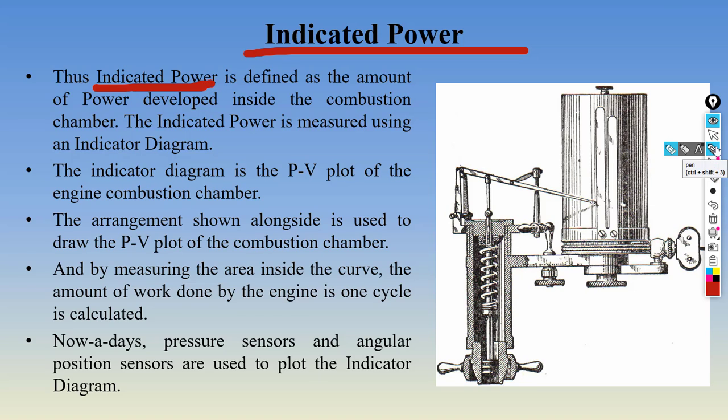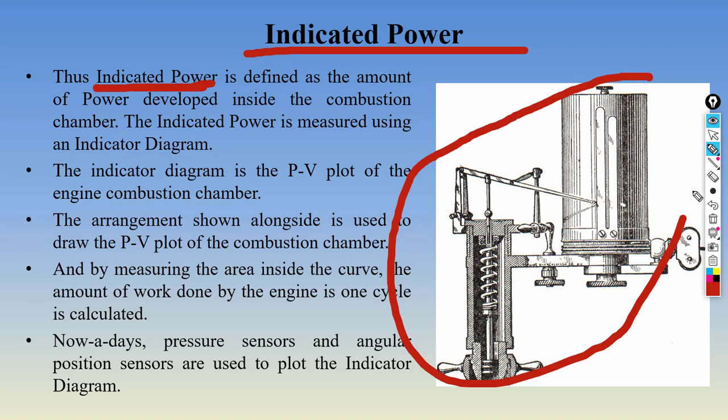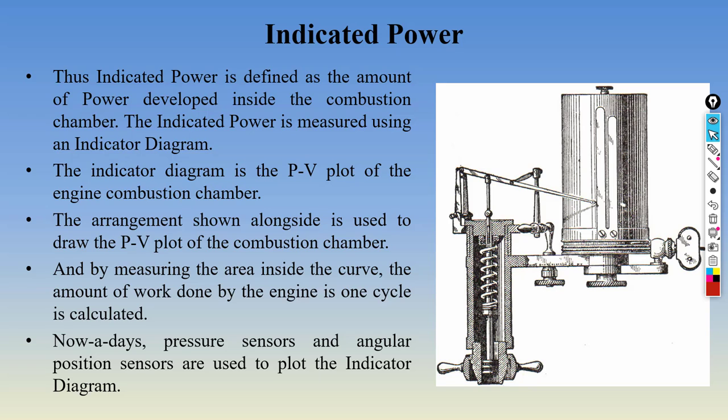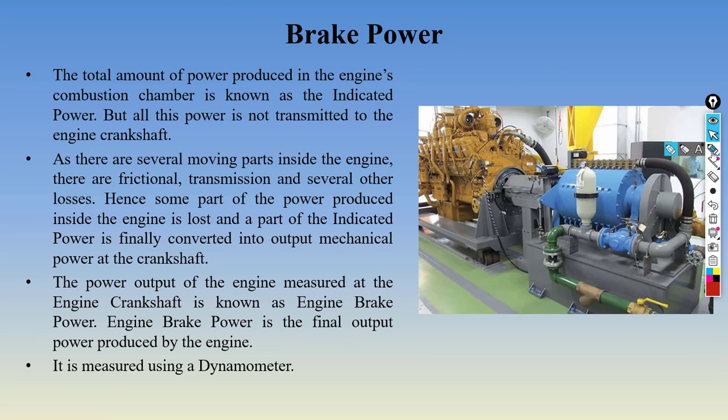So how is indicated power measured? It was measured using this thing. This was known as the indicator mechanism. But nowadays we use pressure sensors and angular position sensors to know the P and V, and that is how we measure the indicated power. The next thing that we are measuring is the brake power. So what is brake power? In simple terms, it is the most important power that we are going to measure of the engine. Brake power is the final output power of the engine.